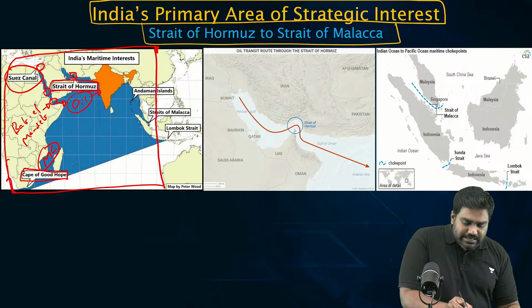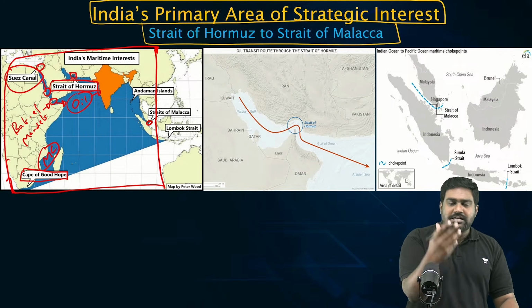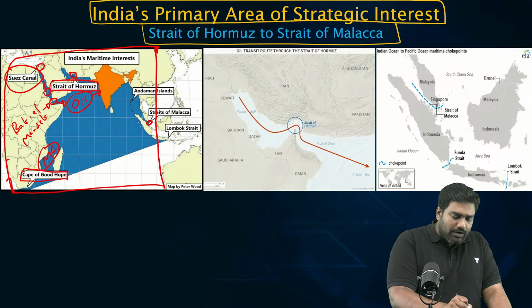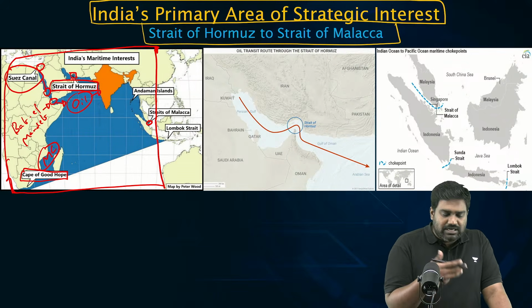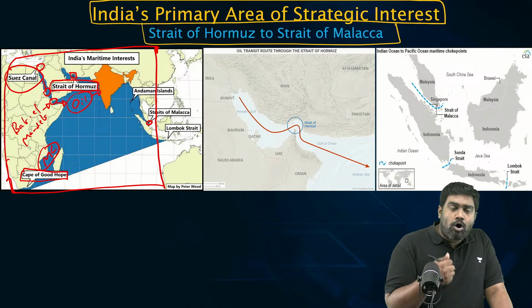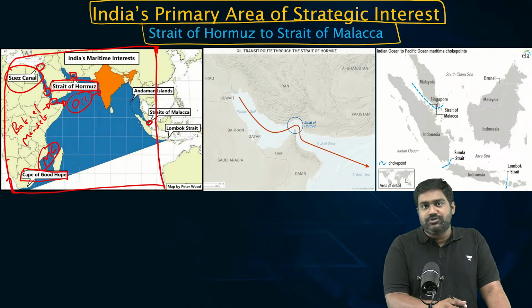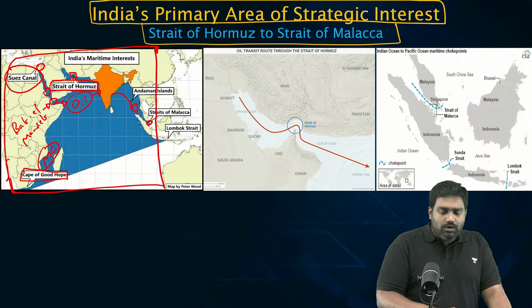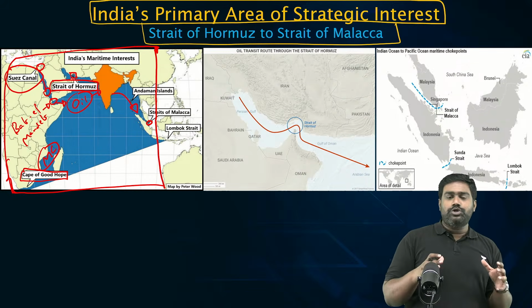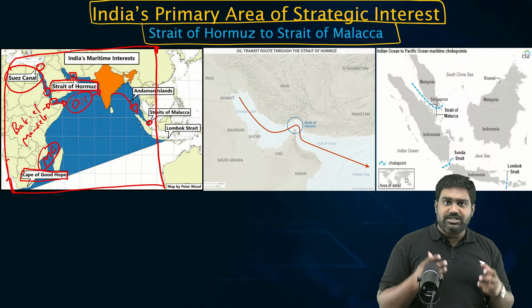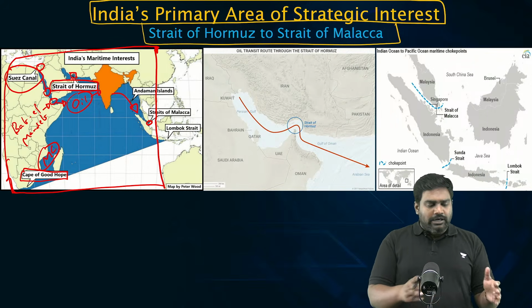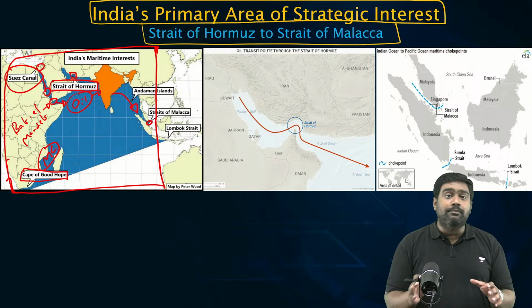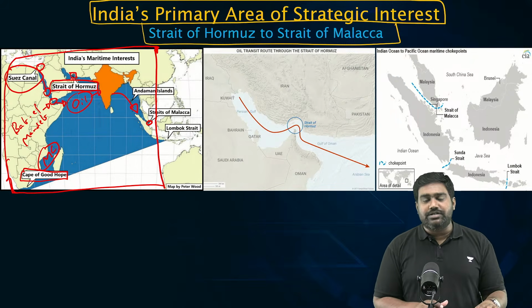The Malacca Strait near Singapore, I already explained, is another choke point. A lot of global trade passes through this. A lot of India's exports, imports are dependent on it. Even our oil and energy supplies pass through Malacca Strait. So these choke points are so crucial for India's economic stability, our national security. That's why this immediate region, we can call it our immediate neighborhood, our extended neighborhood. This region is our focus.